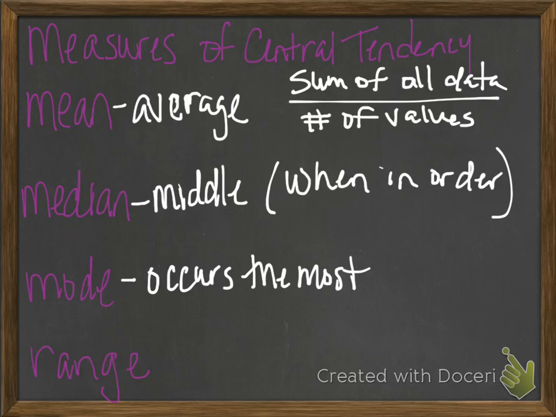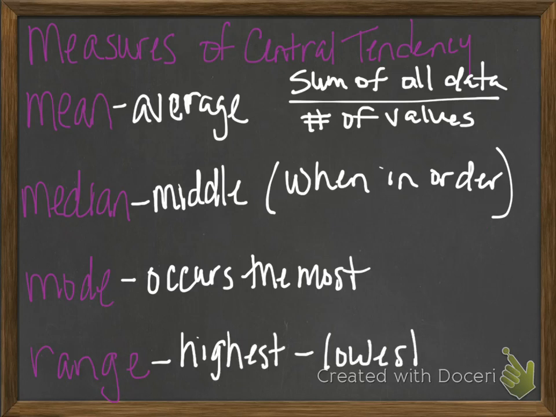The range is your highest value minus your lowest. So if you had a high test grade of 90 and a low test grade of 80, your range is 10, 90 minus 80.